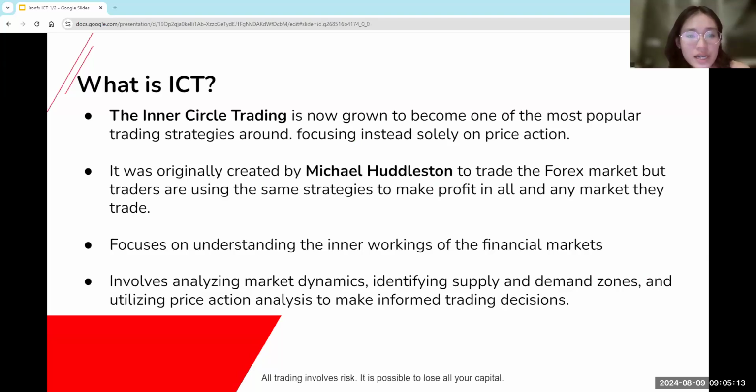So what exactly is ICT? ICT is inner circle trading, and it's a trading method that focuses on understanding the inner workings of the financial markets. It focuses solely on price action and was originally created by Michael Huddleston to trade the Forex market, but traders are using the same strategies to profit in other markets as well. It involves analyzing market dynamics, identifying supply and demand zones, and utilizing price action analysis to make informed trading decisions.